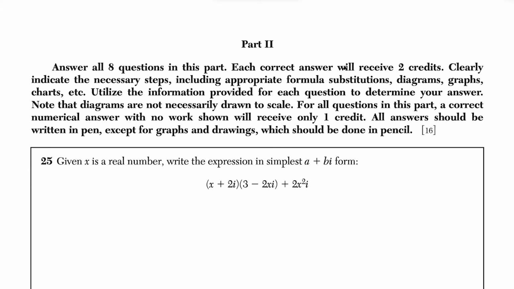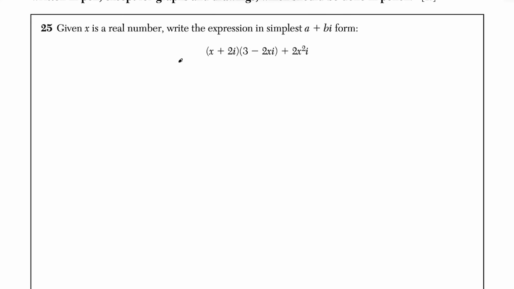So now we move on to the part 2 questions. There's 8 questions here, and each one is worth 2 credits. Question 25, given x is a real number, write the expression in simplest a plus bi form. So for this question, we have to know that i squared is equal to -1.